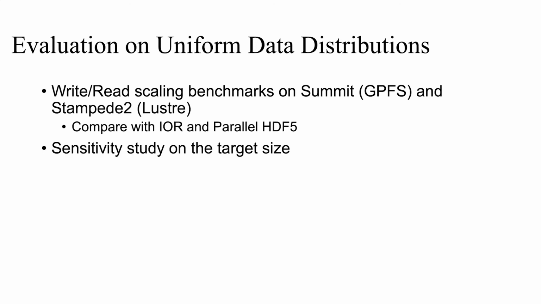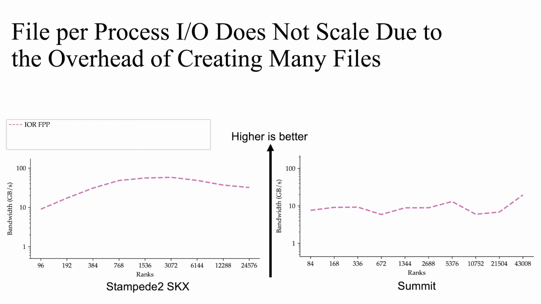In these benchmarks, we perform a sensitivity study on the target file size, where each rank writes approximately 4 megabytes of data. So these plots show the I/O bandwidth in gigabytes per second on a log scale as we scale up the number of ranks, where higher bandwidth is better.